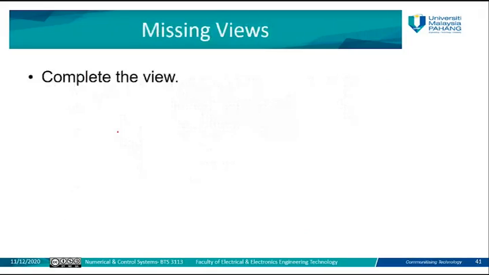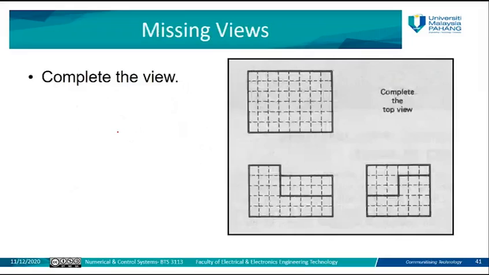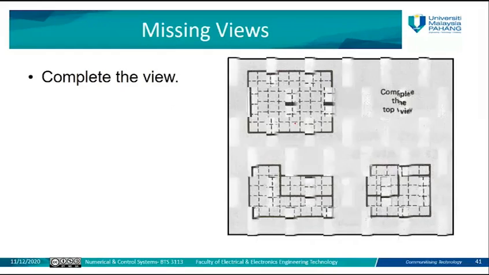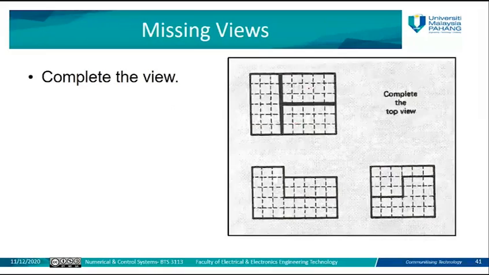So here, missing views, complete the views here. For example, here the top view is not drawn, but you have only the front and the side view. So how are you going to draw or represent the top view of this figure? Imagine this will be the right side view of your object, and this will be the front view of your object. How can you represent the view of the top of this object? So this will be the view. From the top, it will be like three rectangular here.